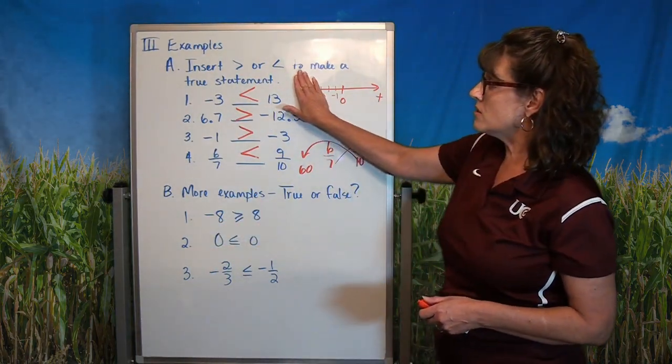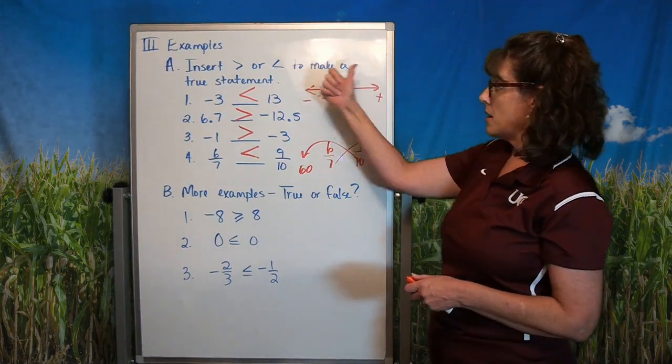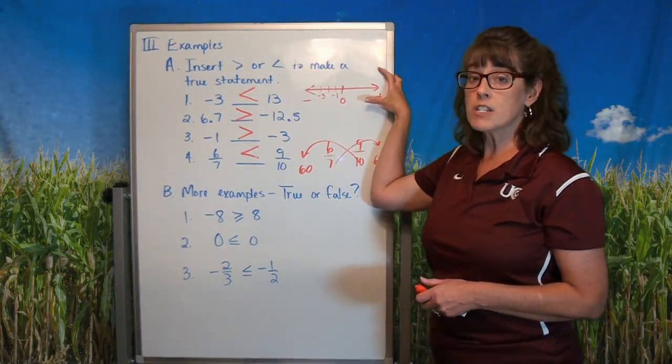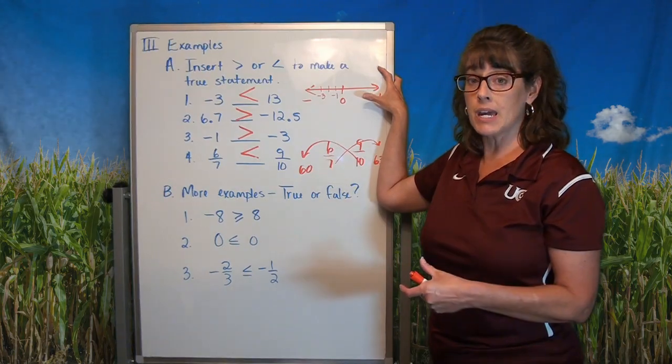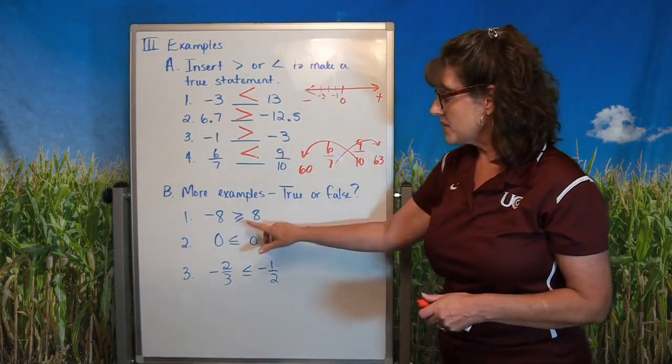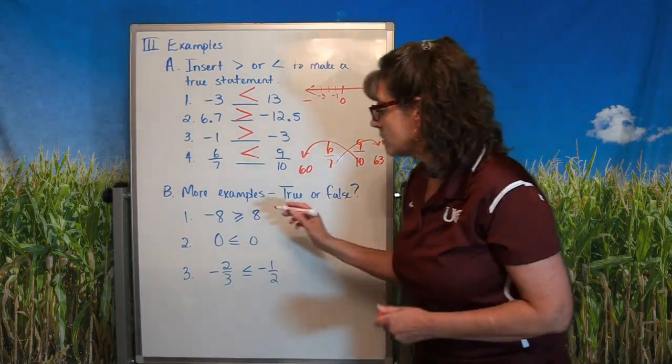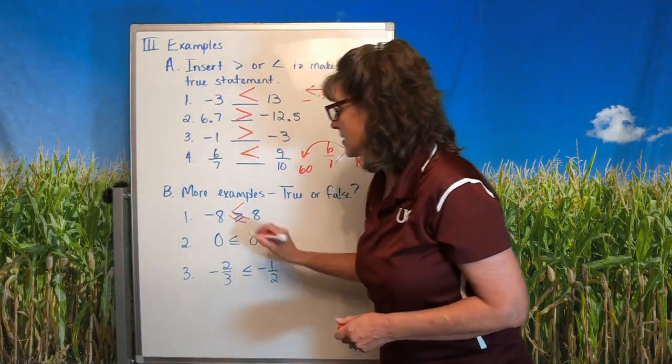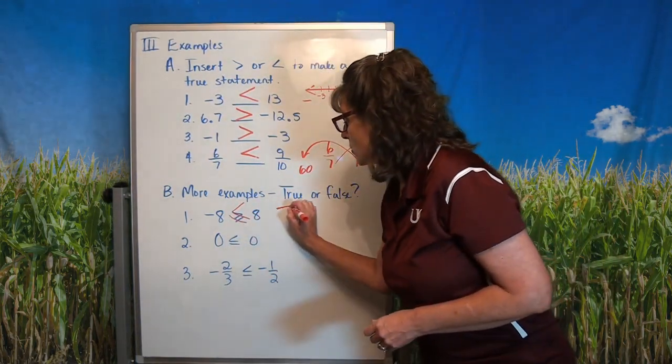Well, -8 sits on this side. +8 sits on this side. Bigger goes this way. So the +8 is going to have to be bigger than the -8. This is clearly not right because the symbol should go like this. So that means this one is false.